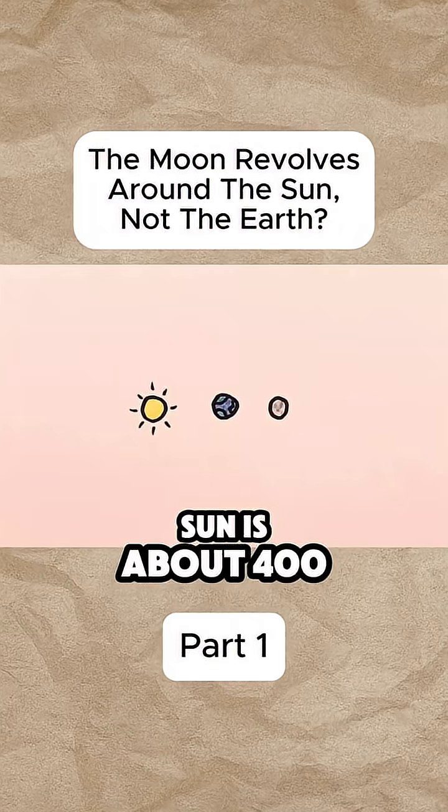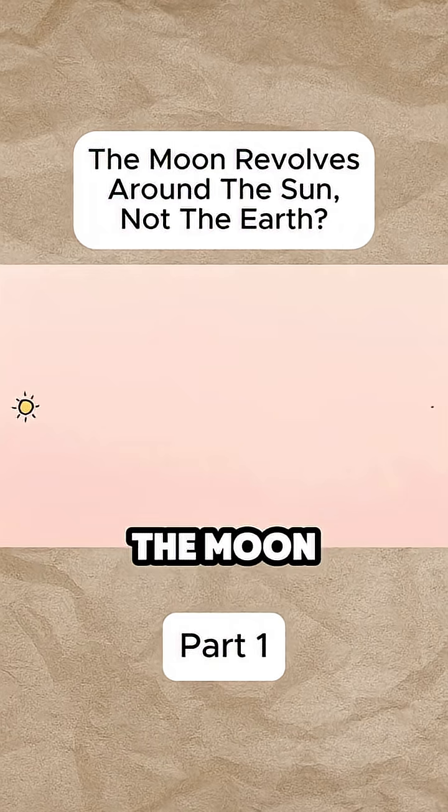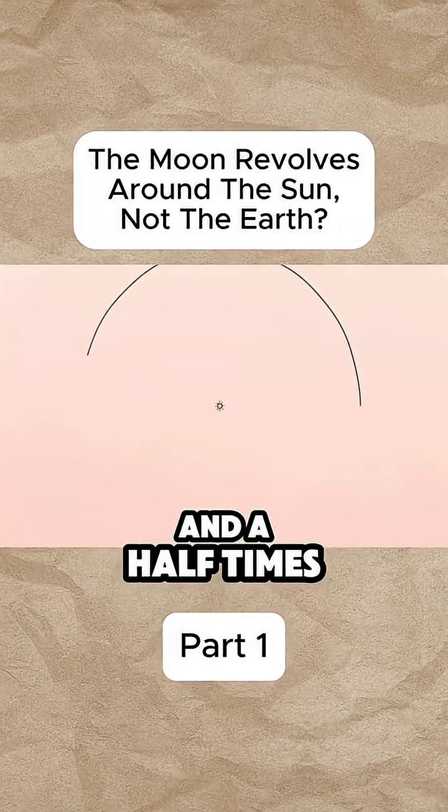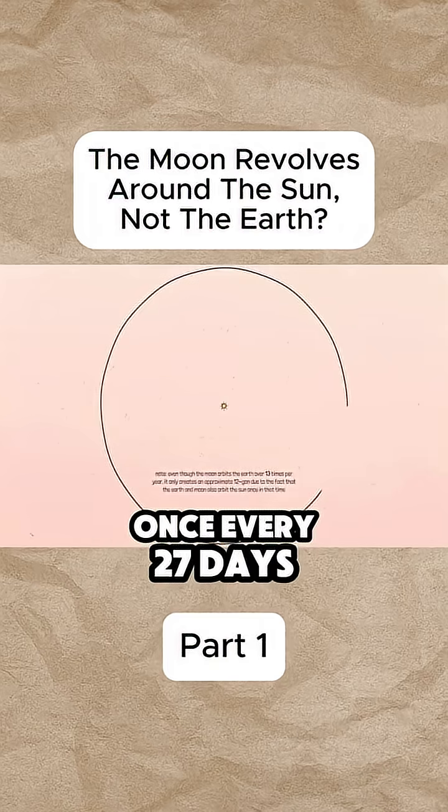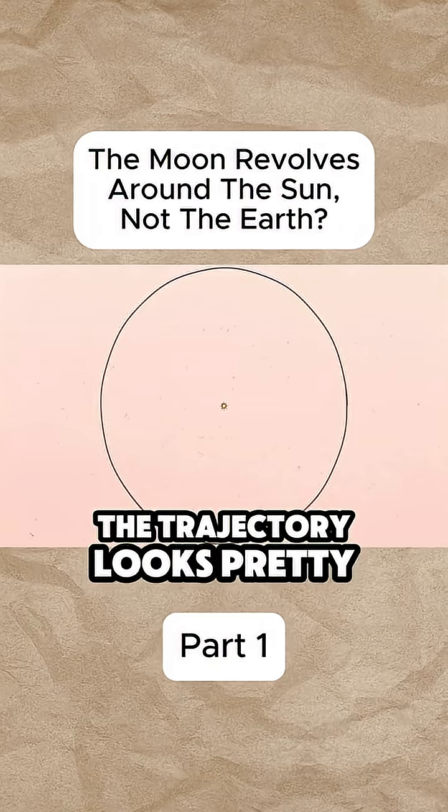In our case, the sun is about 400 times farther away than the moon, and the moon orbits the Earth around 13.5 times for each trip around the sun, once every 27 days. The trajectory looks pretty much like a circle.